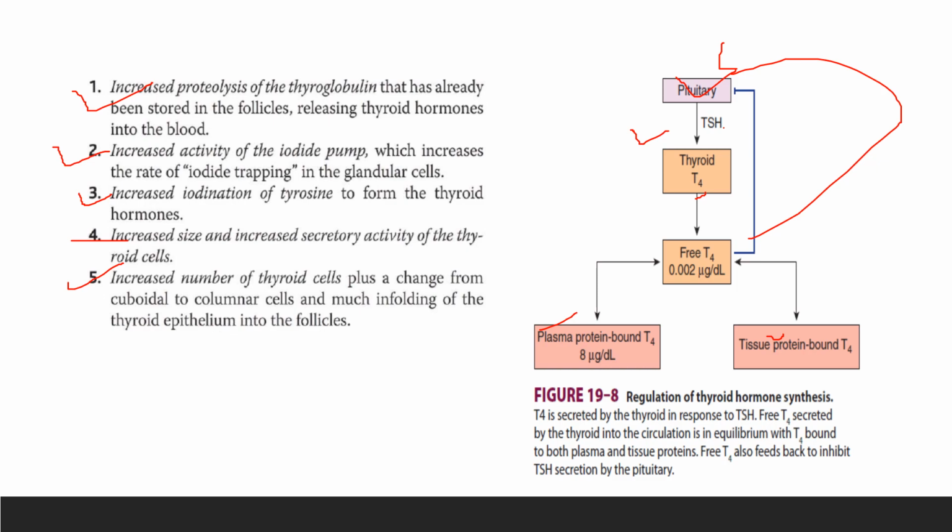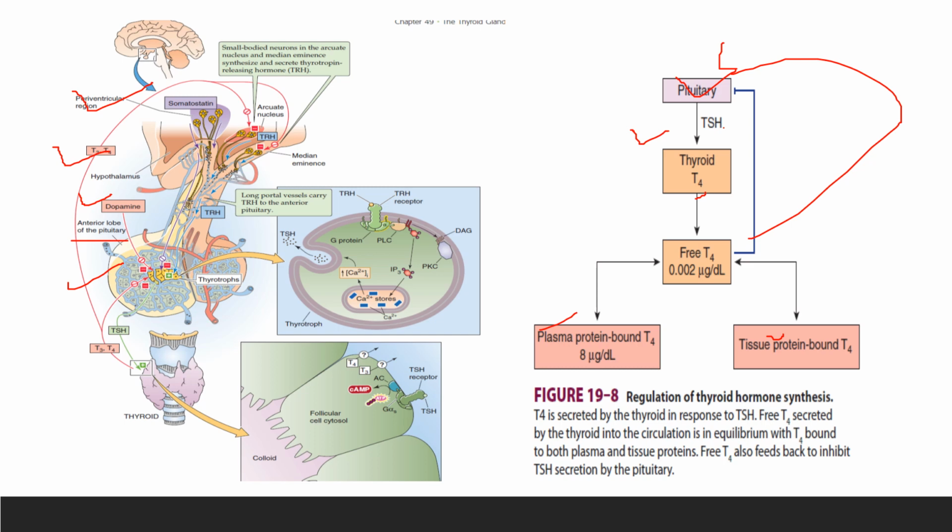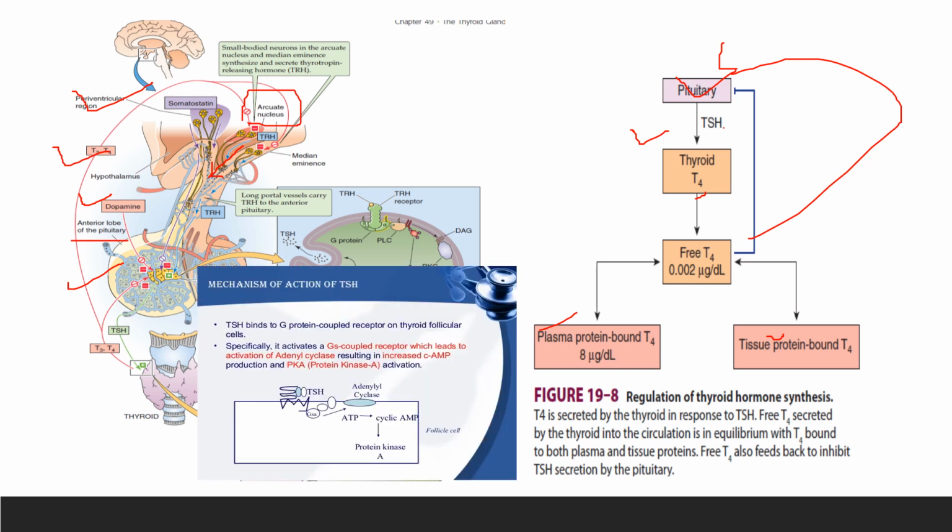Now how this TSH will act, we will see. This is the arcuate nucleus from where the TRH is released, and it will come through the hypophyseal portal circulation to the anterior pituitary and stimulate the thyrotropes to release the TSH. This TSH will bind with the G protein coupled receptor and enhance intracellularly the secretion of protein kinase A and cAMP, and this is responsible for the functions of TSH.